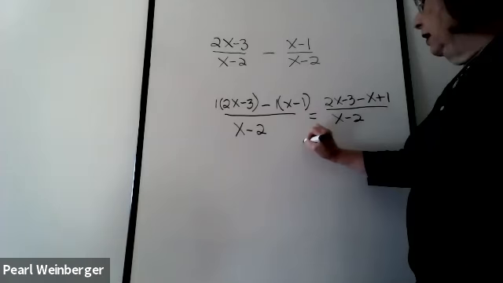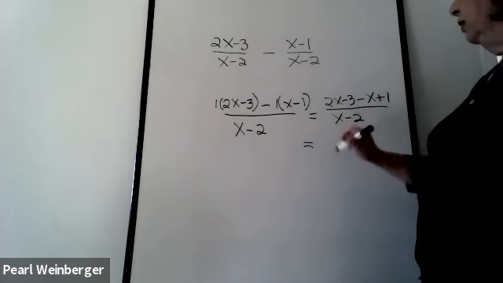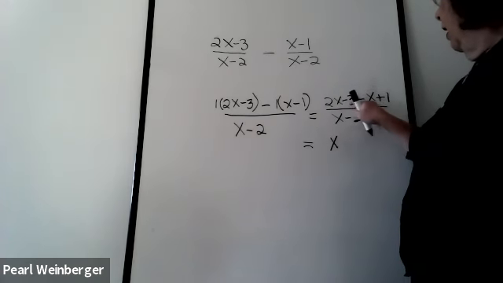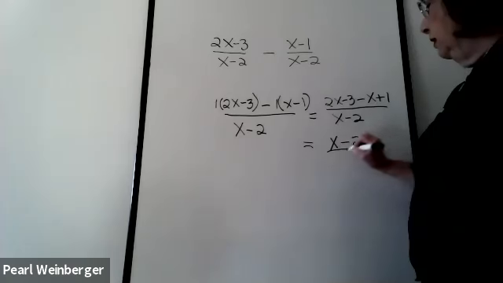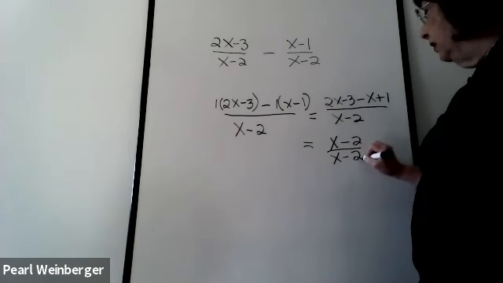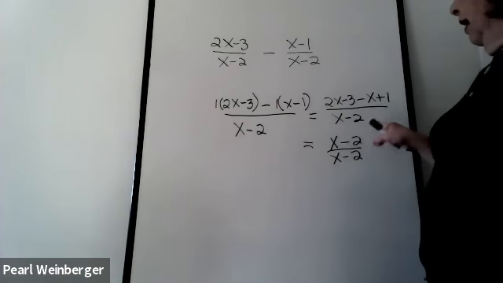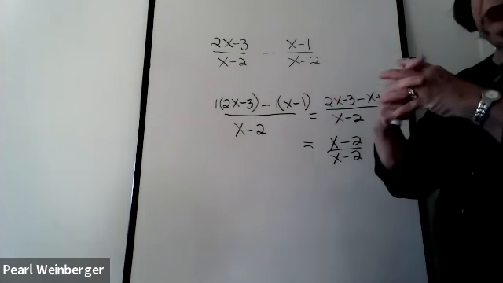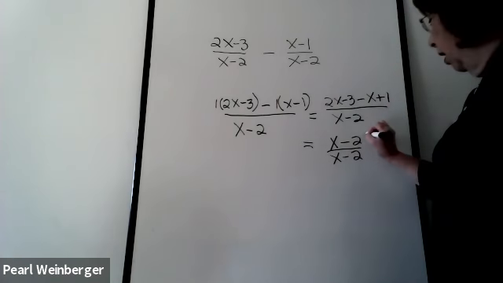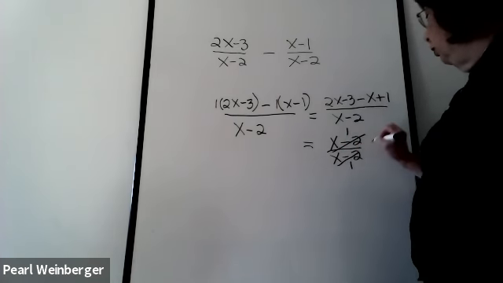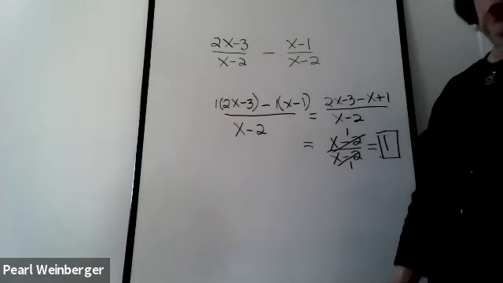And your final answer then will be when you combine your numerators. So we have 2x minus x, which gives you just x, and negative 3 plus 1, which is minus 2. And I end up with x minus 2 over x minus 2. Now I look, can I reduce it? And remember, the binomials can only be reduced by the same exact binomials. So x minus 2 and x minus 2 are the same. So I end up with 1 over 1, which is just 1. My final answer comes out to be 1.